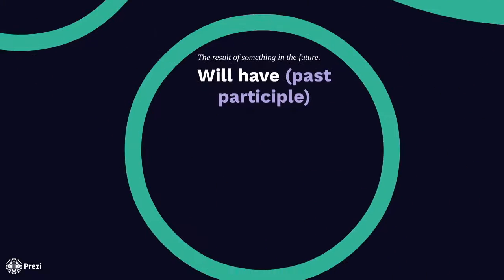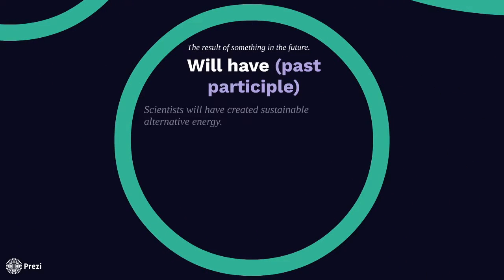What do you think will have happened in the future? This is the result of something in the future. Scientists will have created sustainable alternative energy. They kind of have already by now, but I think they will have created more. Right-wing political parties will have become weaker. I think that's fair. I think that's the trend that's happening.